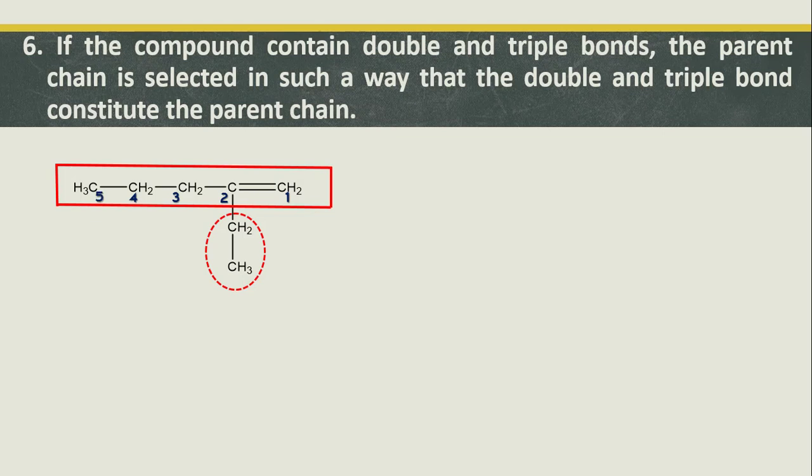here. On the second carbon atom there is an ethyl group, so the name of the compound will be 2-ethyl pent, and ene for the double covalent bond on the first position, pentene. So the name will be 2-ethyl pent 1-ene, or it may also be written as 2-ethyl pentene. So let's try it ourselves.